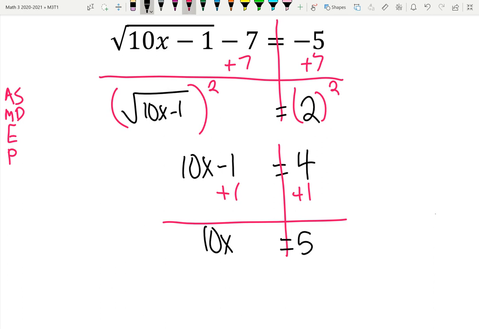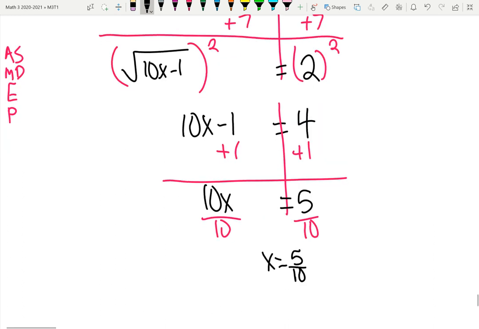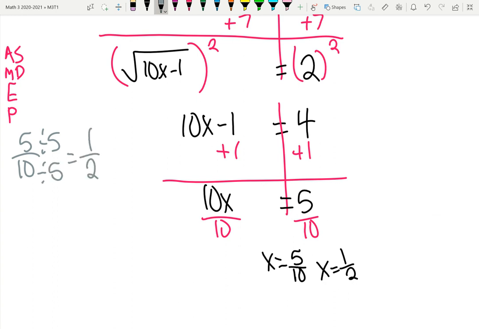I'm going to divide each side by 10. x is equal to 5/10. I would also accept the answer x is equal to 1/2, because if I take 5/10 and I divide them both by 5, it reduces to 1/2.